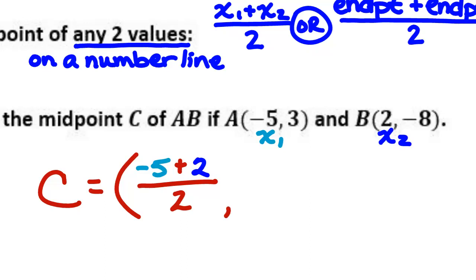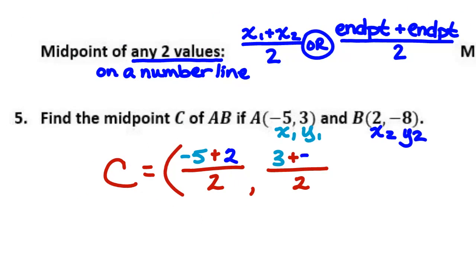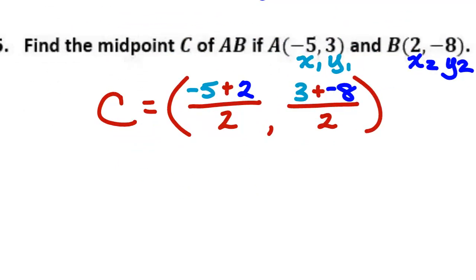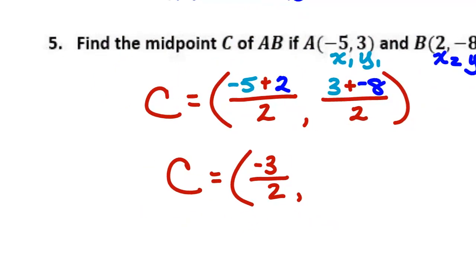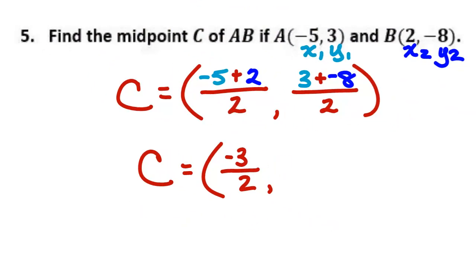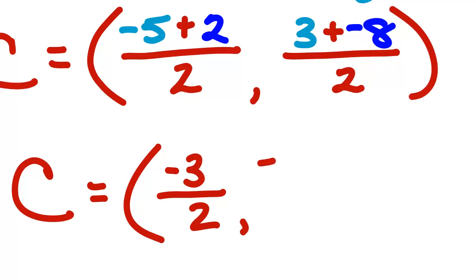What do I need to do to find y? 3 plus -8, because that's my y2 over there. Close my parentheses up. -5 plus 2 is what? -3. So -3 over 2. And then 3 plus -8? -5 over 2.